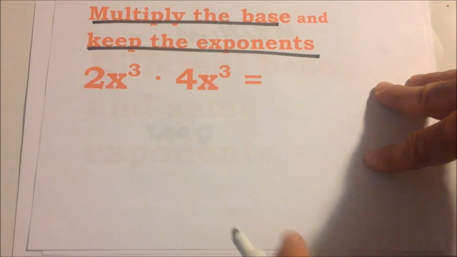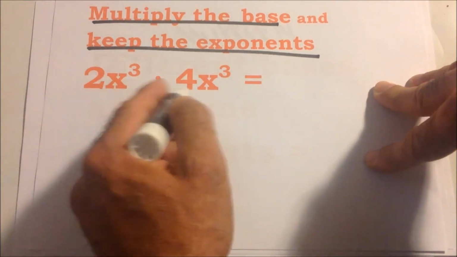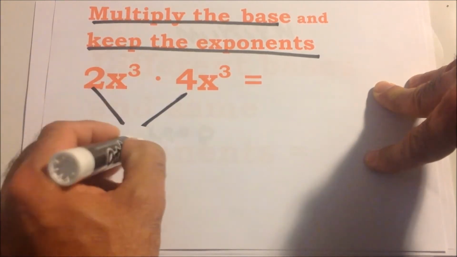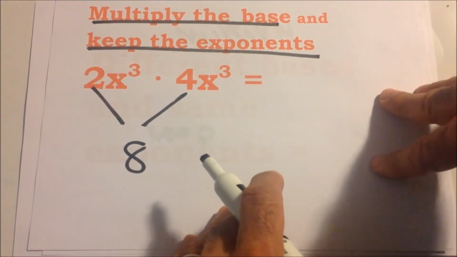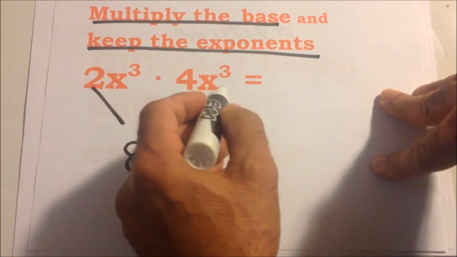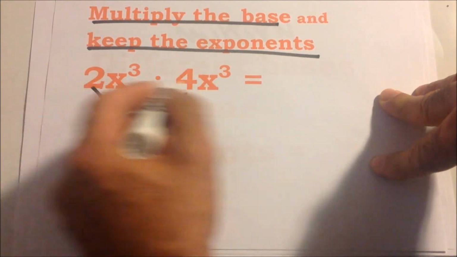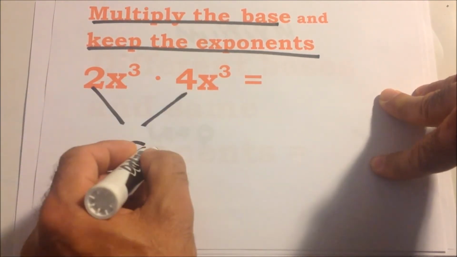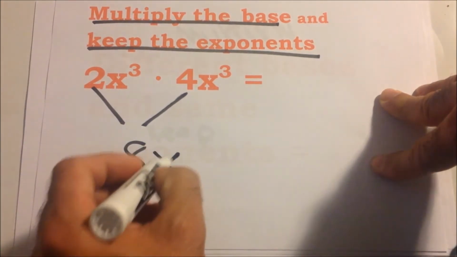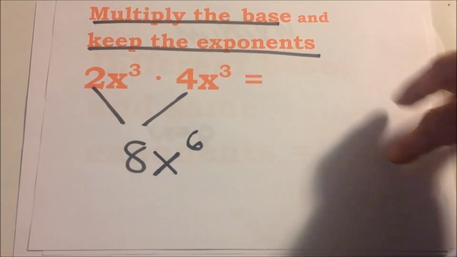Now here it's tricky because the 2 and the 4 don't have exponents. The only thing you do with them is just multiply. You'll get an 8. The ones that have the exponents are these variables. The base is the same though, it's x. So you have to keep x and just add the exponents, and that's what you get.